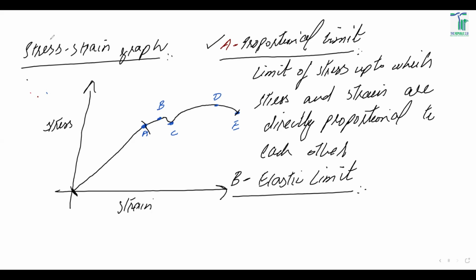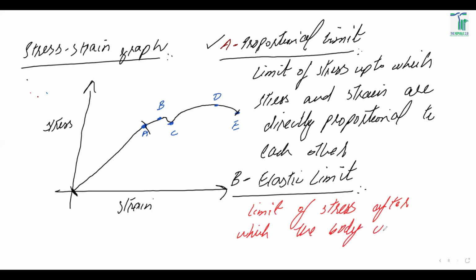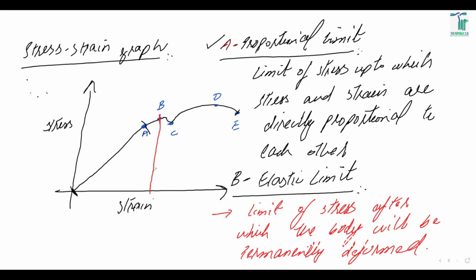So whenever you're talking about elastic limit, remember, it is a limit of stress after which the body will be permanently deformed. Is that clear? So this is a point, and as soon as the stress crosses this point, the body would be permanently deformed. Even after the removal of force, the body cannot go back to its original position. Got it? Now we need to talk about the point C.